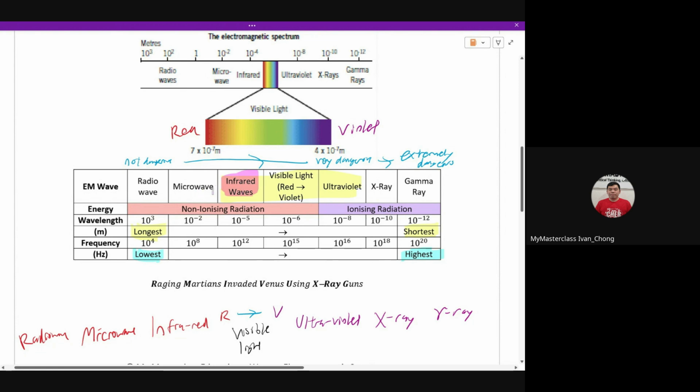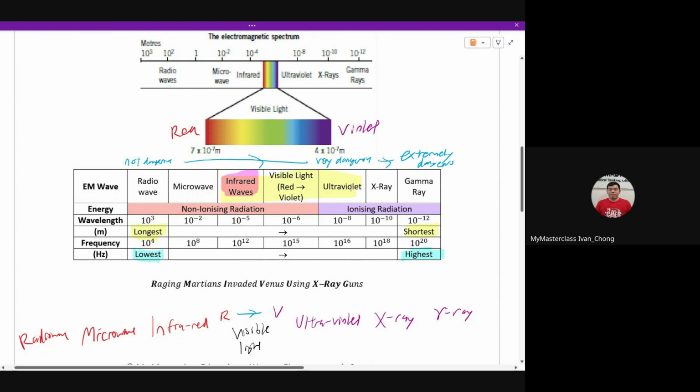So you know your microwave cooks food, your infrared cooks food. So basically, they can burn you if you are exposed to enough of such EM waves. So in terms of danger, radio waves are not dangerous. Microwaves might slightly burn you. Infrared will cook you. Your visible light is just lasers spamming at you.